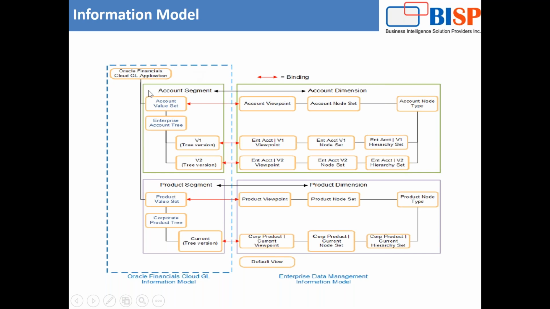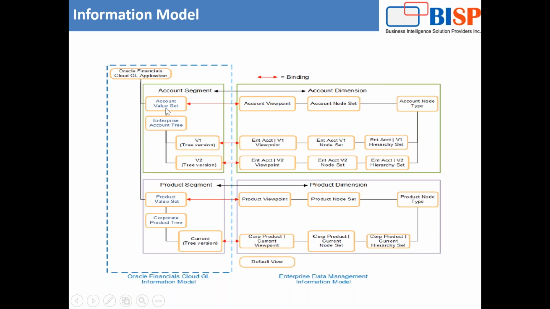For each segment, there will be a value set. The value set does not have any parent child relationships. There is no level or parent child relationship in your value set. It only holds the node name, some properties, and the description of that particular node. Apart from that, you can tag multiple versions to your value set. You have to create the tree structure, and the tree structure can have multiple versions. Similarly, you can see for the product you have one tree version, and for the account you have two tree versions.